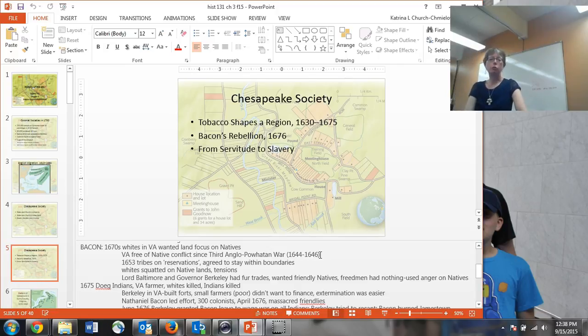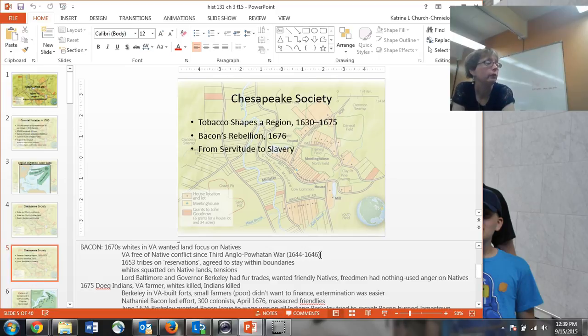So, 1653, the tribes were on these reservations, and they had agreed to stay within these boundaries. Okay? Now, the boundaries were written by whom? The English, the treaties, right? Okay? So, if they were written by them, you had whites who were actually squatting on the lands. So, if you have people squatting on the lands, how does that go over with the natives?